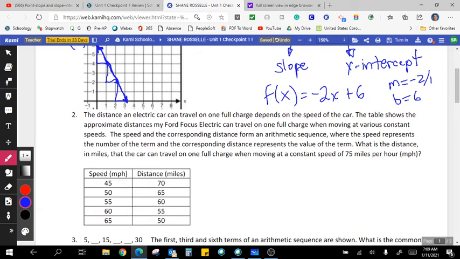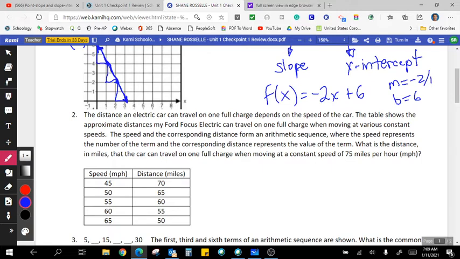This one says the distance an electric car can travel on one full charge depends on the speed of the car. The table shows the approximate distances my Ford Focus Electric can travel on one full charge when moving at various constant speeds, right? So this is my car. I think we've gotten a charge of up to like 80, but that's rare. We'll just call 70 the maximum charge you can get on this Ford Focus Electric.